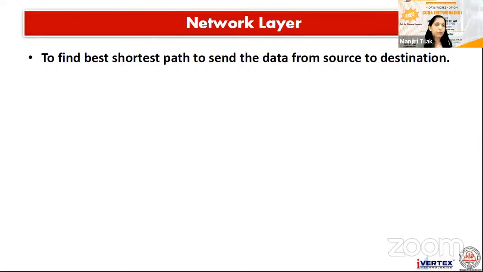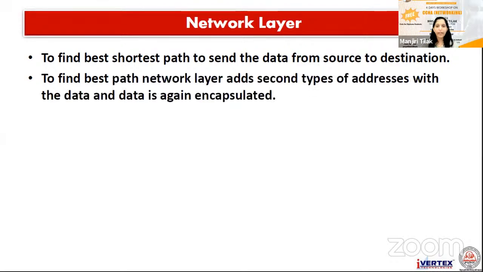Now what is the function of network layer? The function of network layer is to find the best shortest path to send data from source to destination, right? So there might be a number of paths available to send your data from one location to another. So network layer will find out the best shortest path. Now to find out the best shortest path, network layer will again need some kind of addresses, right? So network layer again adds a second type of address with the data, right? Meaning your data is again encapsulated.